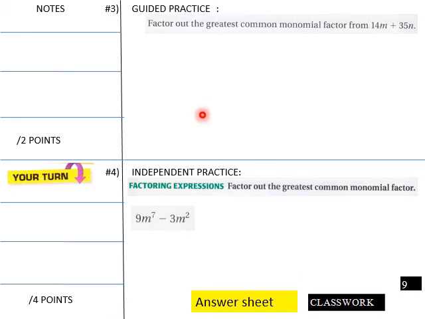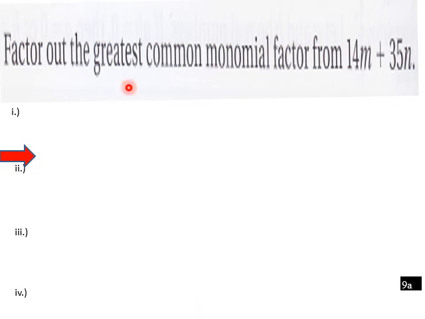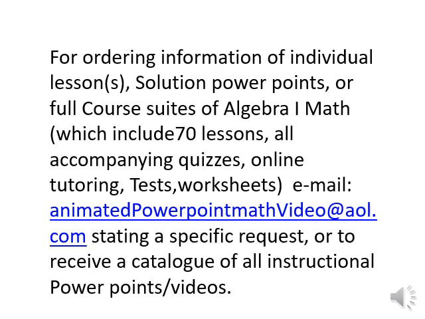Okay, I've got a practice here. Students, this is you. Pay attention to this. Factor out the greatest common monomial out of 14n plus 35n. So we can factor out 7, can we not? And then we have 2n plus 5n there. That seems to be prime.